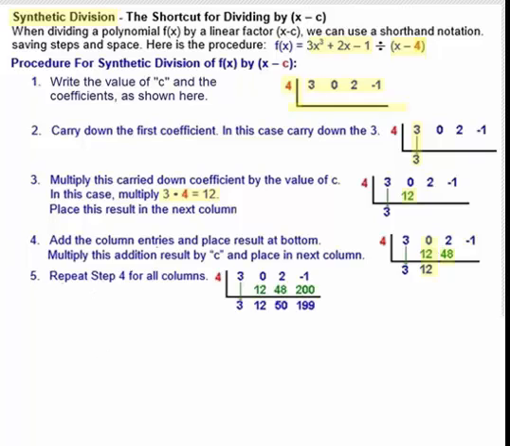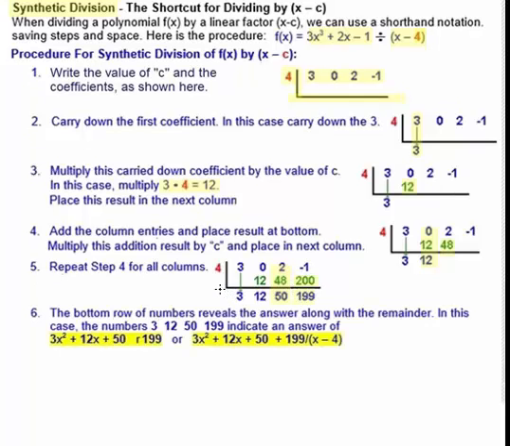We then repeat this step for all the columns. Okay, so we have 48 plus 2 is 50. 50 times 4 is 200. 200 plus negative 1 is 199. Okay, now that bottom row of numbers gives us our answer. It gives us the coefficients of our answer anyway, along with the remainder. So the answer will be 3x squared plus 12x plus 50 with a remainder of 199, or we could write that as 3x squared plus 12x plus 50 plus 199 over x minus 4.